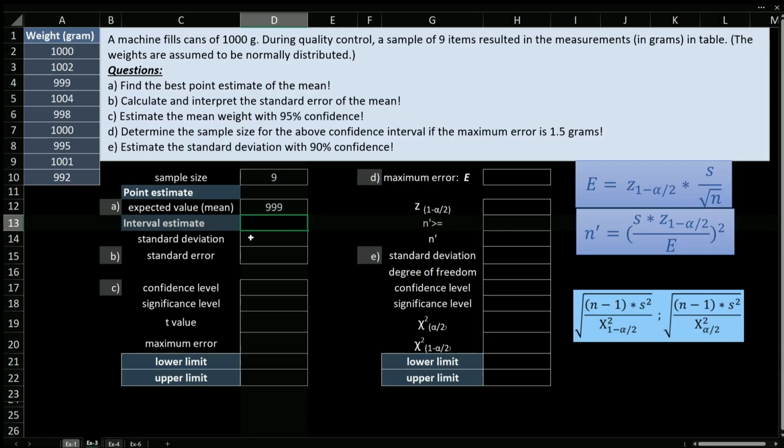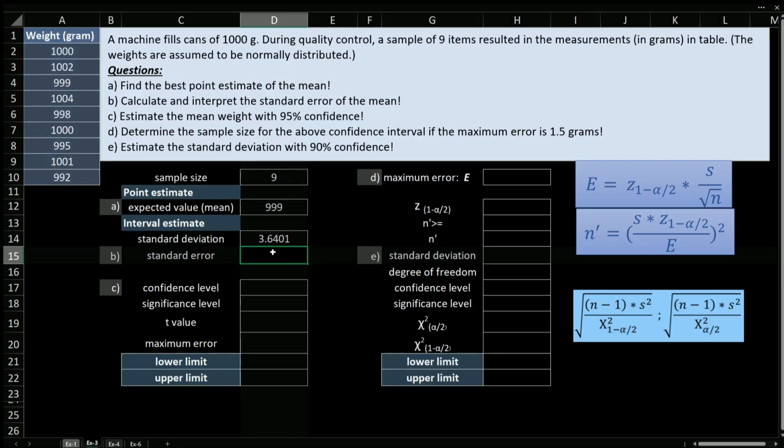Part B, we want to give the standard error for the mean. So standard error, we need to find the standard deviation first. Standard deviation for the sample, standard deviation dot s, which is 3.64, and standard error is standard deviation divided by root n.